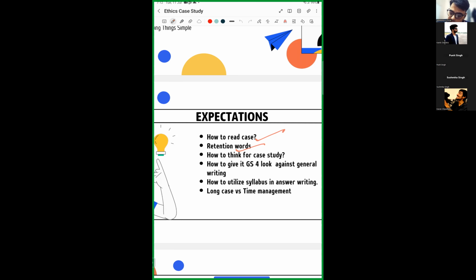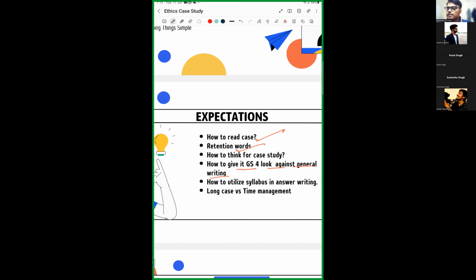Then, how to give it a GS4 look as against general writing. Sometimes we feel, how do I give this a GS4 look? It seems that the case is being solved, it seems everything is going fine, but how do we ensure that it has an ethical outlook as well? In such a scenario, we have to utilize, just read the next point.